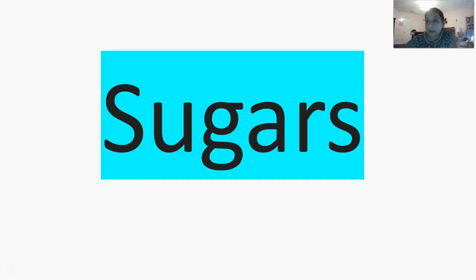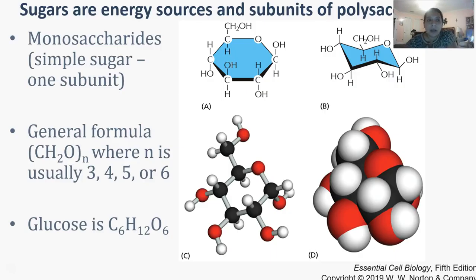The first one we're going to talk about are sugars. So sugars are your basic energy source. Their basic subunits are called monosaccharides, and when they are coming together to form long chains or structures, those are going to be polysaccharides, lots of sugar molecules stuck together. Monosaccharides are simple sugars. They just contain a single unit of whatever sugar molecule we are working with. They have a very particular formula.